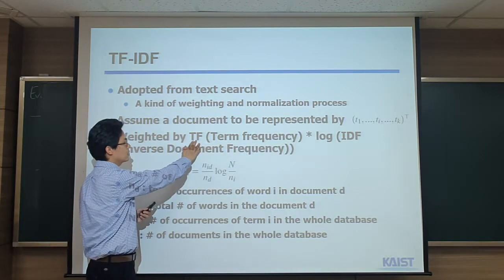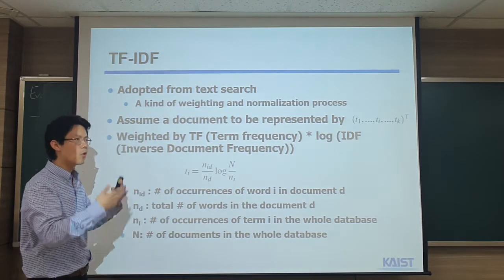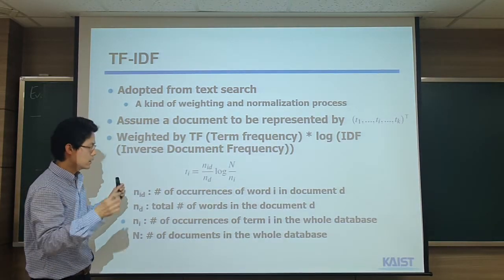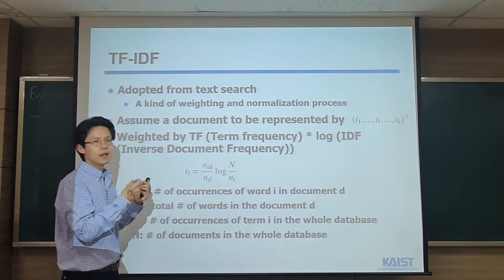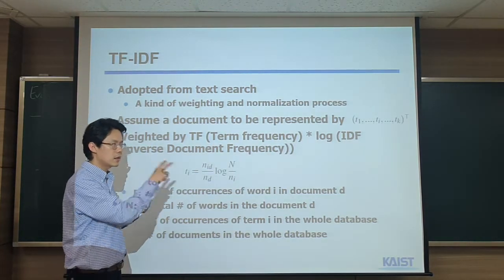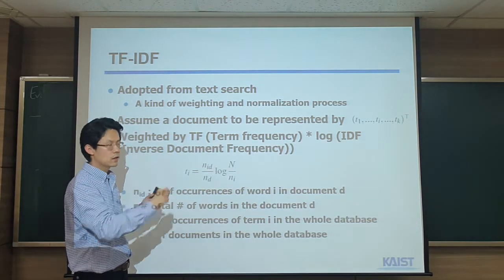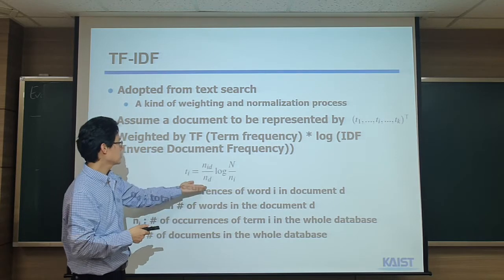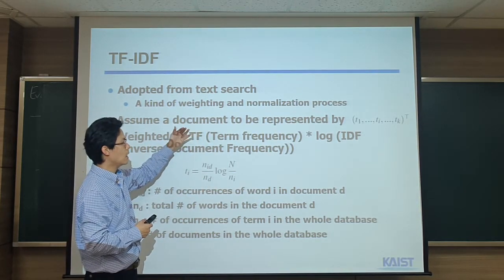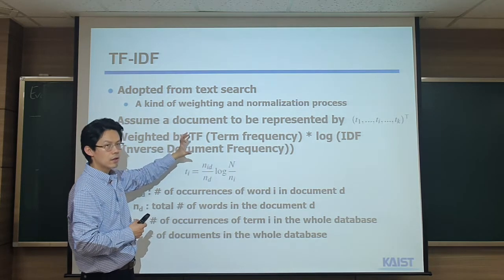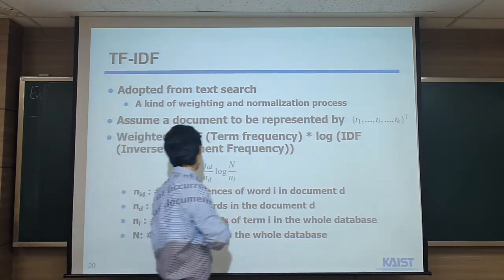TF is nothing but term frequency. If some image has some objects appearing a lot, then obviously we say that image is more relevant to the concept of that object. So for term frequency, you just measure the count, I mean how many times a certain feature appears. That's the main concept.